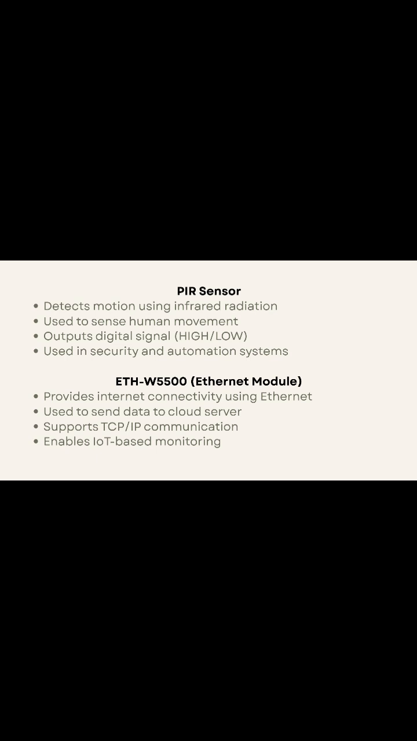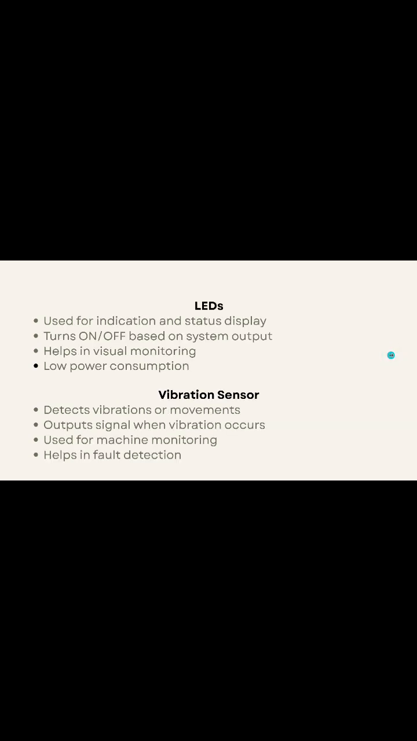ETH-W5500 Ethernet module provides internet connectivity using Ethernet, use it to send data to cloud server, supports TCP/IP communication, enables IoT based monitoring. LEDs, use it for indication and status display, turns on or off based on system output, helps in visual monitoring, low power consumption. Vibration sensor detects vibrations or movements, outputs signal when vibrations occur, use it for machine monitoring, helps in fault detection.